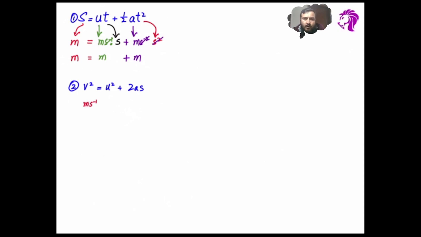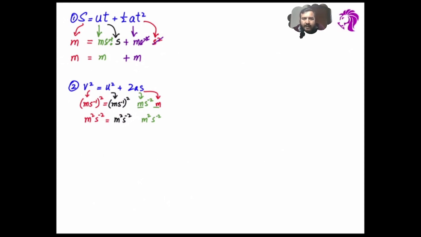The unit for velocity is what? Meter per second. But since velocity is squared, this whole unit is going to be squared. This would come up as meter per second, bracket whole squared, equals what? Again, meter per second, bracket closed and squared, because it's again velocity squared, so its unit will all be squared. Then it's 2as, where a is meter per second squared, s is meters, so we end up with this meter squared per second squared, meter squared per second squared.